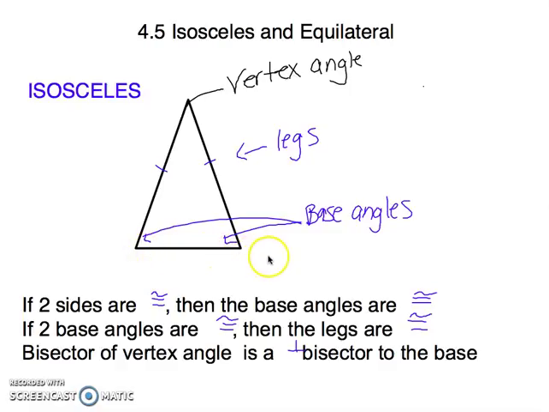Just the opposite of that is if two base angles are congruent, then you automatically know the legs are congruent. So if your base angles are congruent, then we know that the legs are congruent.